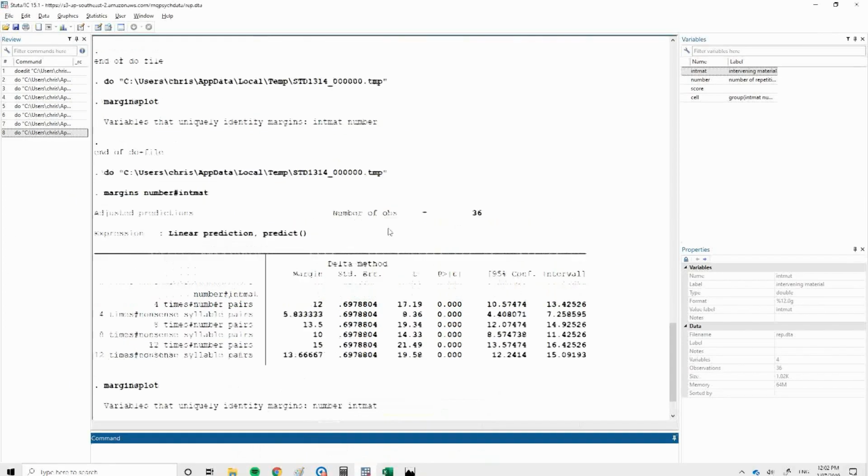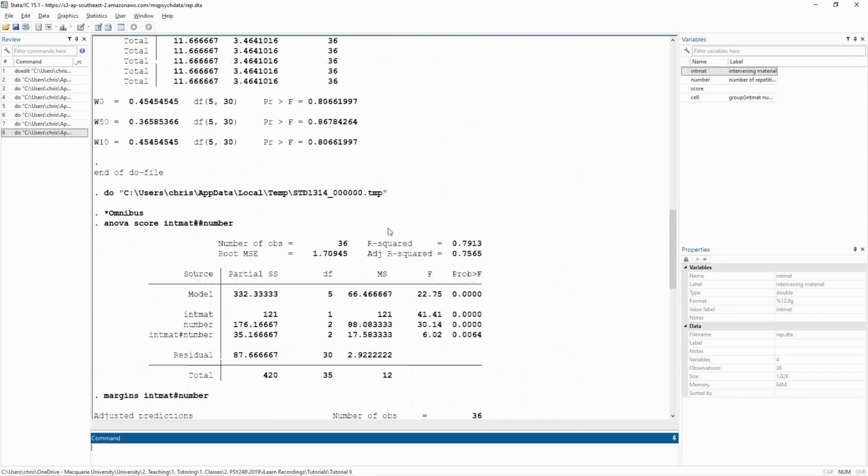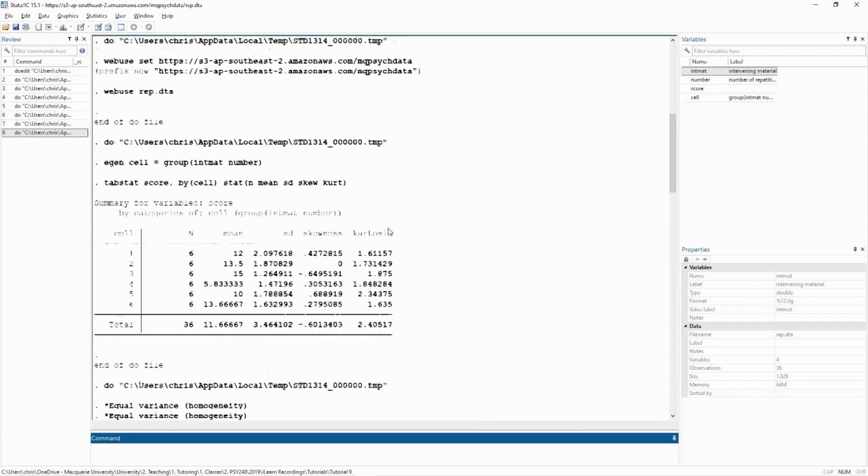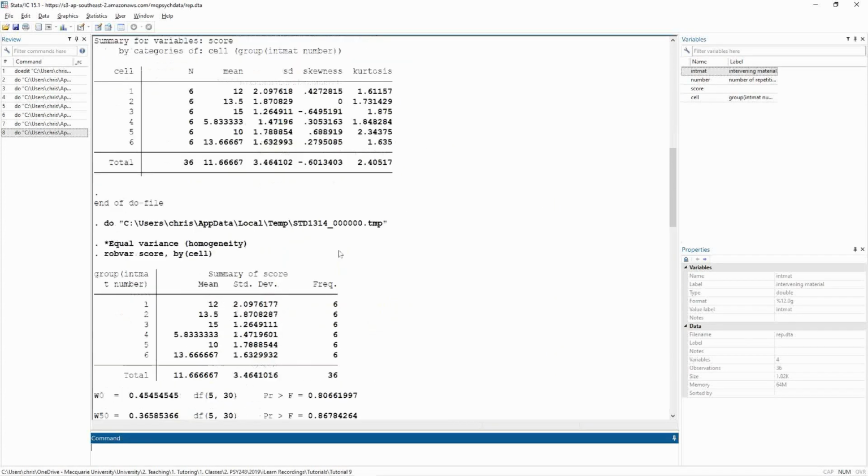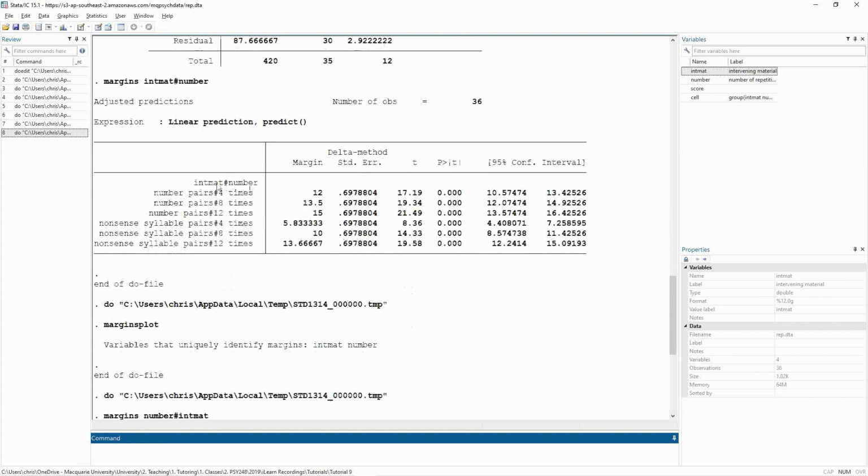let's grab my data. Let's actually look at something that's labeled. Here we go, number pairs versus nonsense syllables. So number pairs, so these first three, we see 12, 3.5, and 15. For nonsense syllables, it's 5.8, 10, and 13.5.